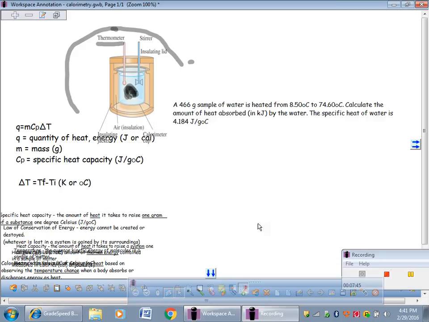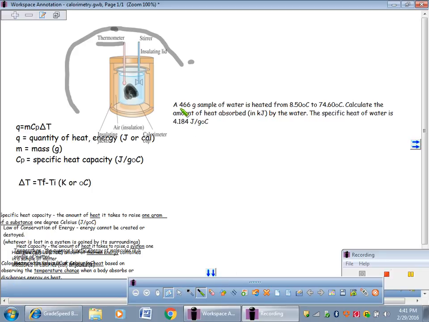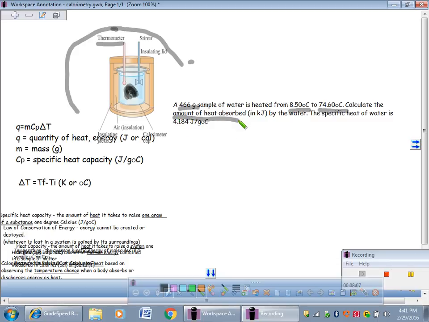So we have a sample of water. The sample of water is 466 grams. And we know that we are heating it. It's starting at 8.5 degrees Celsius and going to 74.60 degrees Celsius. What you're trying to calculate is the amount of heat absorbed in kilojoules. And we know that the specific heat of water is 4.184 joules per gram degree Celsius.